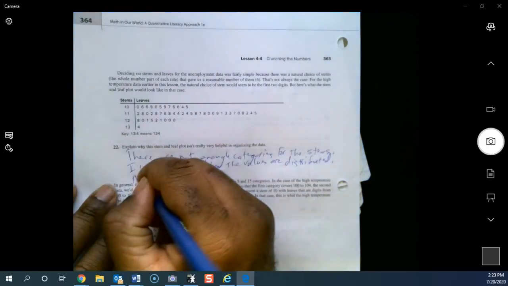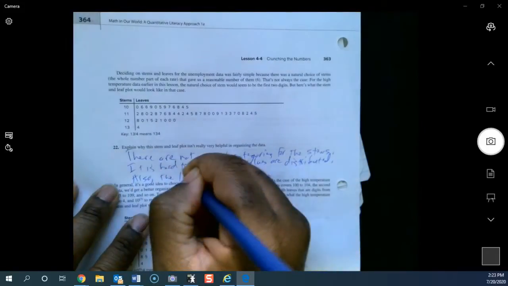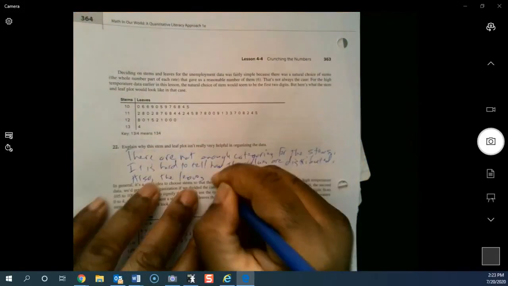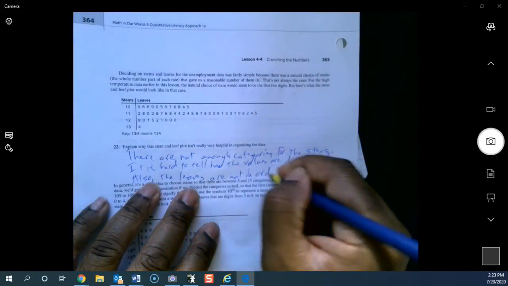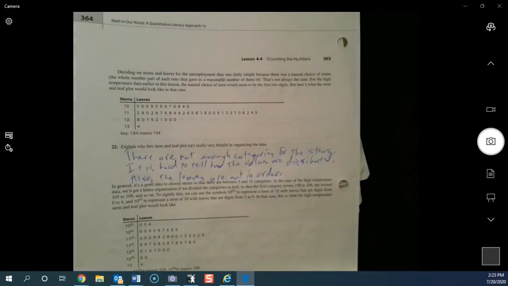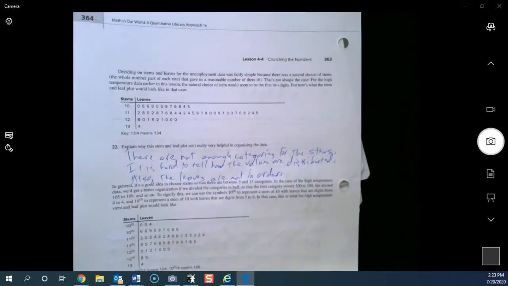Also, the leaves are not in order. And that's one thing I forgot to tell you too. Whenever you're writing out your leaves, they should be in numerical order. So I'm glad that came up now. It should be in numerical order.